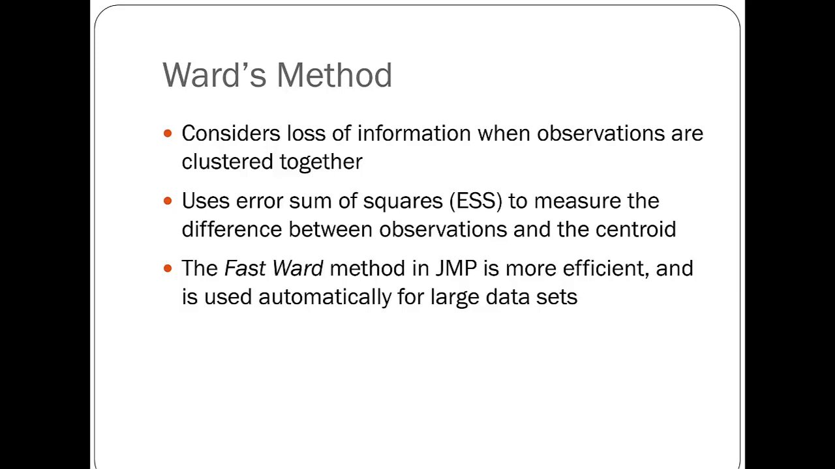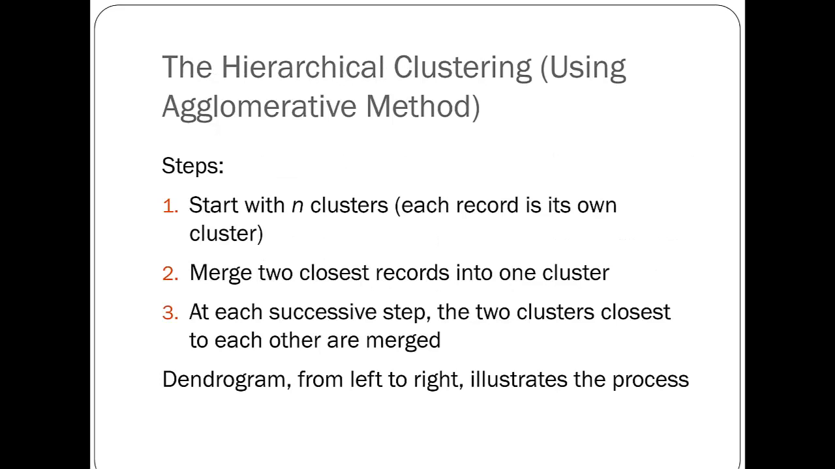And there is something called fast Ward method in JMP, which is an approximation to this and is automatically used for large data sets. I believe anything over 2,000 observations will automatically have the fast Ward method used on it.